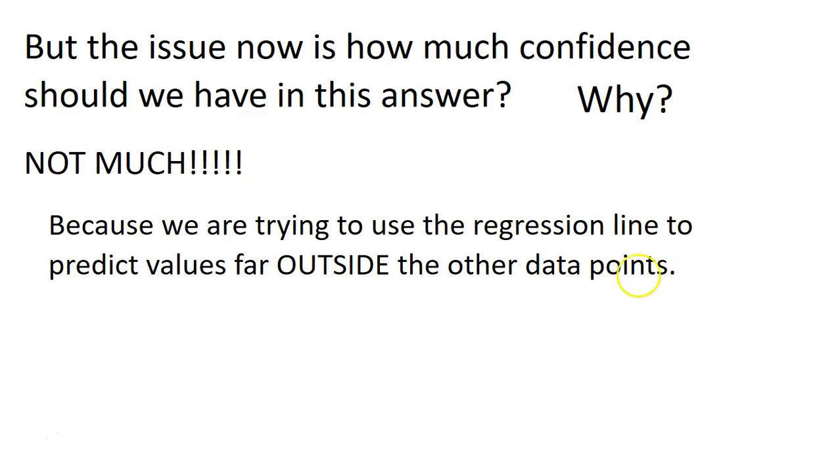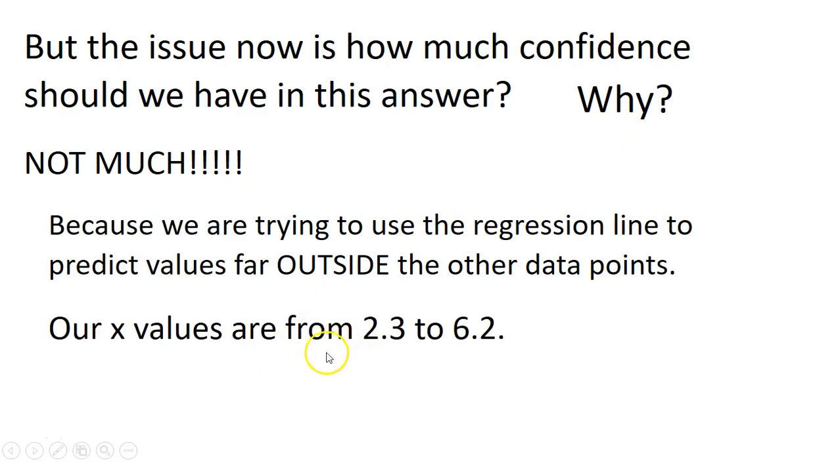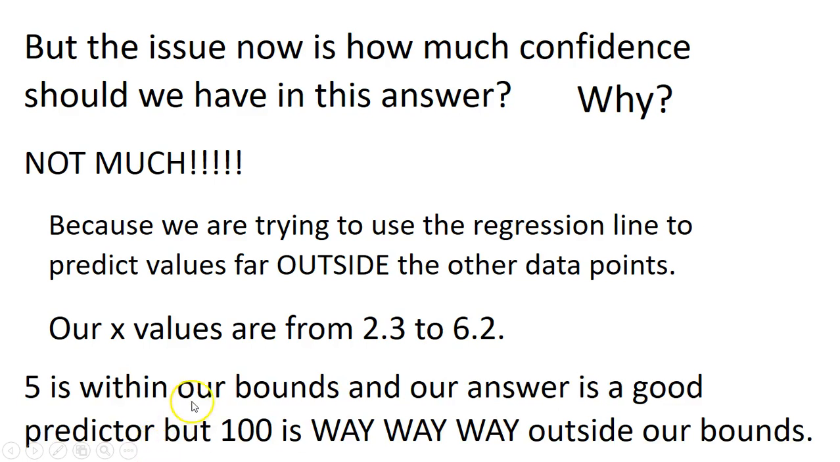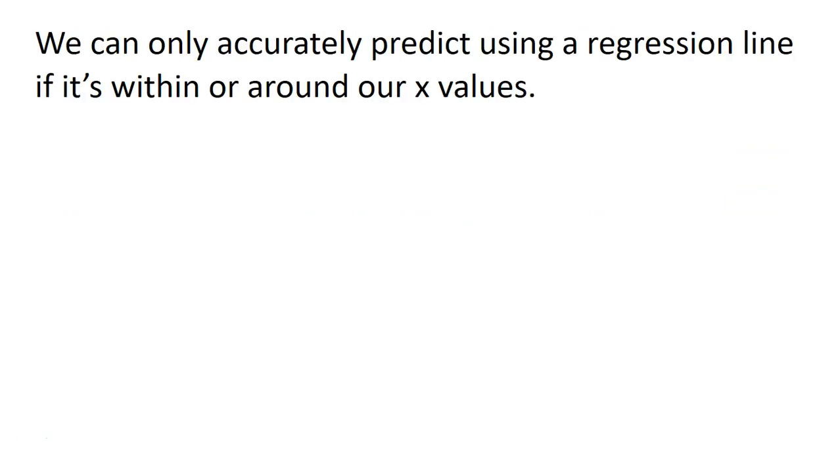And to be honest, you can predict a little outside, but by a little, I mean a little outside. So our X values are from 2.3 to 6.2, right? Anything in between there, you bet. We can use our regression line to predict that. 5 is within our bounds, so that is okay. That one we can use. That one's good. But 100's way out there. I don't know if it's still going to hold that same pattern, so I can't use that. It's too outside of our area.